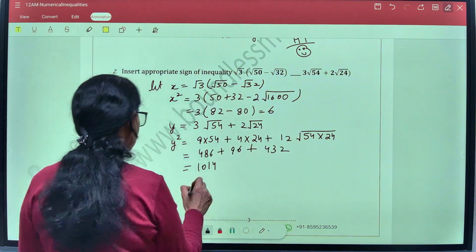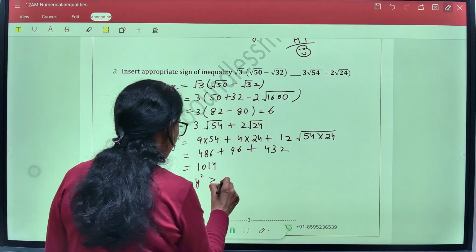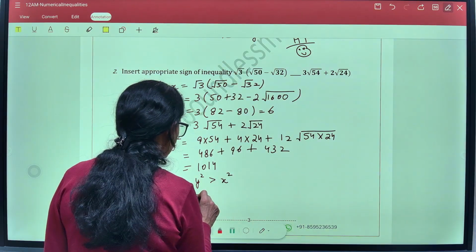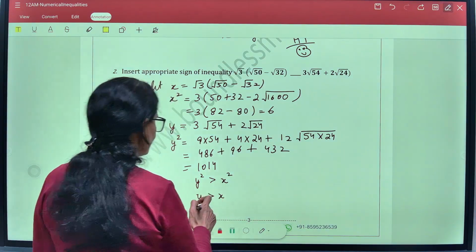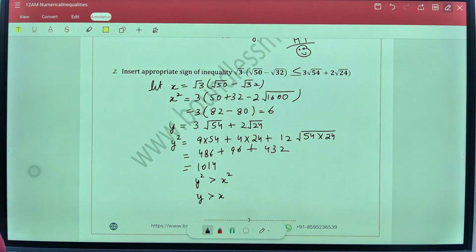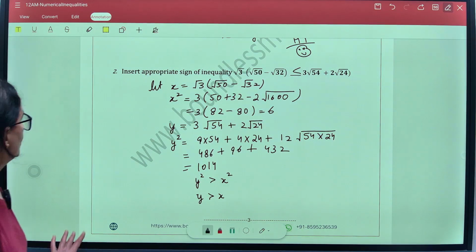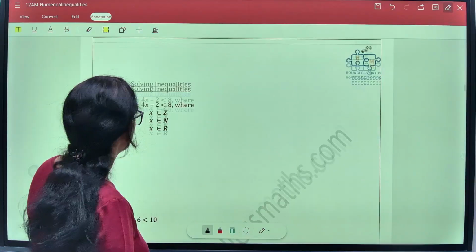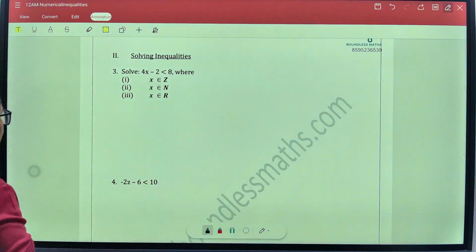Now, as you can clearly see, y square is greater than x square, that means y will be greater than x. So the right side is greater, so we have the less than sign here in this numerical inequality. Understood? Okay, so now let's move to how to solve algebraic inequalities.